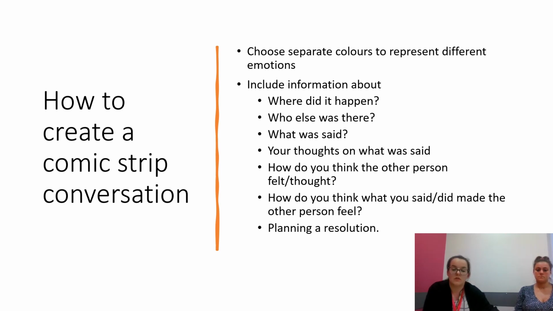So the information you need to include is where the incident happened, who was there, what was said, the young person's thoughts on the conversation that was had and what was said, how the young person thought the other person might have felt or what they were thinking during the incident, how the young person thought what they said or what they did made the other person feel, and then at the end you also need to plan a resolution.